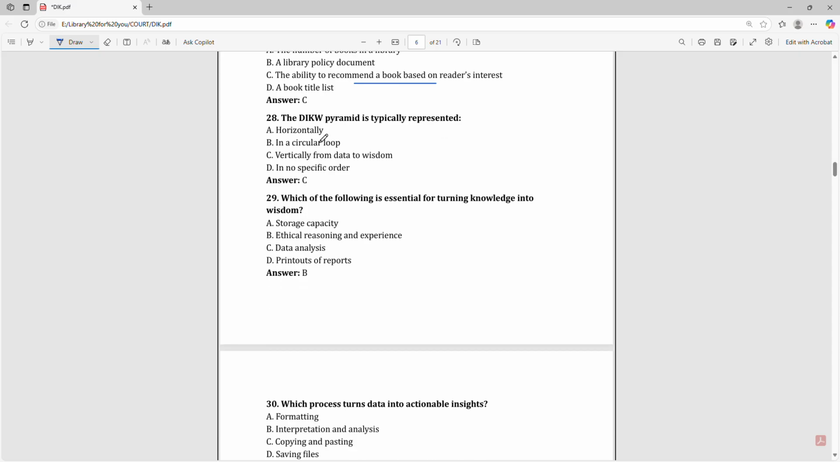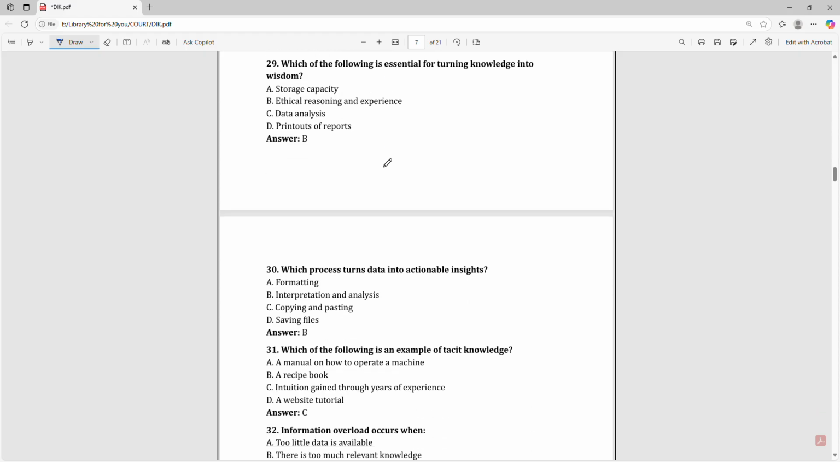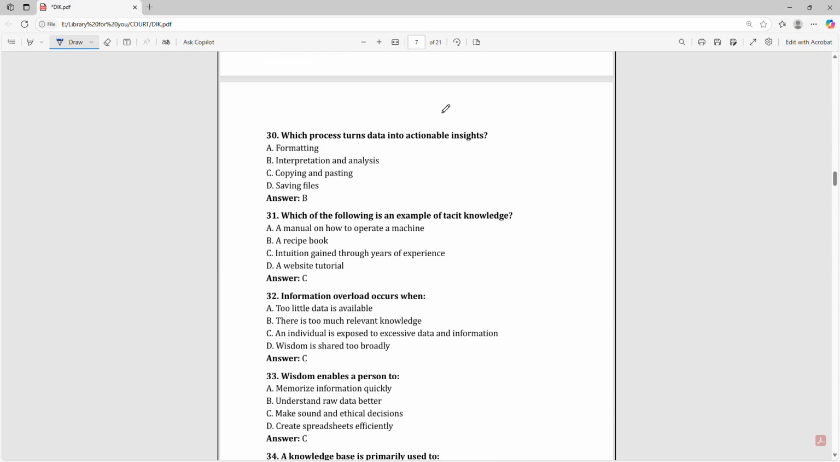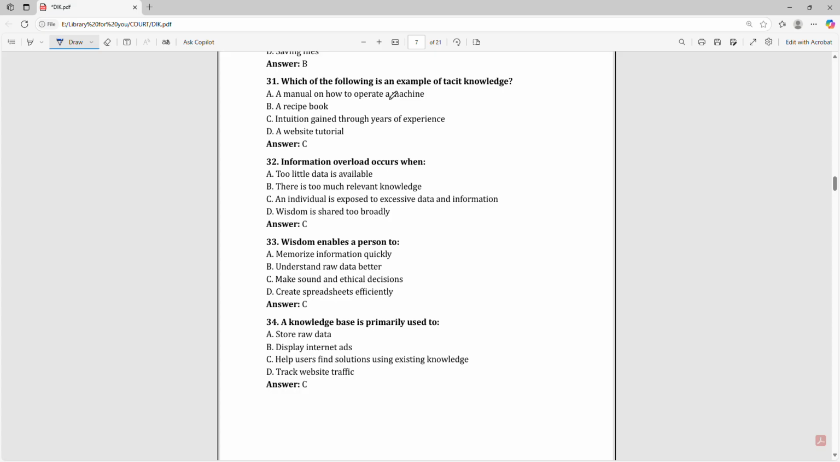The DIKW pyramid is typically represented vertically from data to wisdom. Which of the following is essential for turning knowledge into wisdom? That is ethical reasoning and experience. Which process turns data into actionable insights? That is interpretation and analysis. Which of the following is an example of tacit knowledge? That is intuition gained through years of experience.